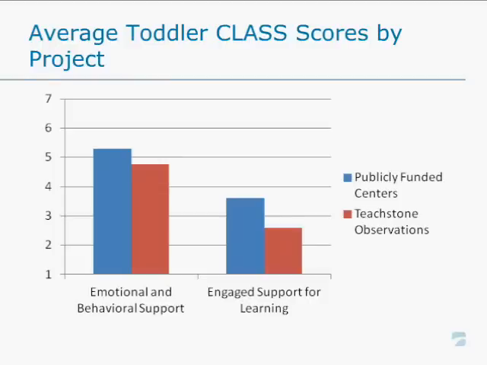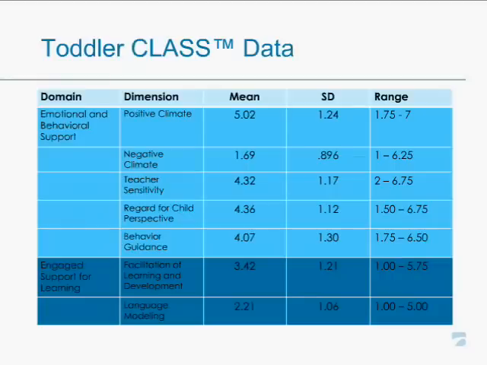So what this chart is showing is some of the data that came, for the blue bars, from publicly funded centers that were part of one of the pilots, looking at those classrooms. What we're seeing is a little over an average score of 5, a mid-range score, for emotional and behavioral support, and engaged support for learning really at the 3.5 level. And then I'm going to show you some additional data, I believe on the next slide, which is breaking down some of the pilot data into dimension-level scores.